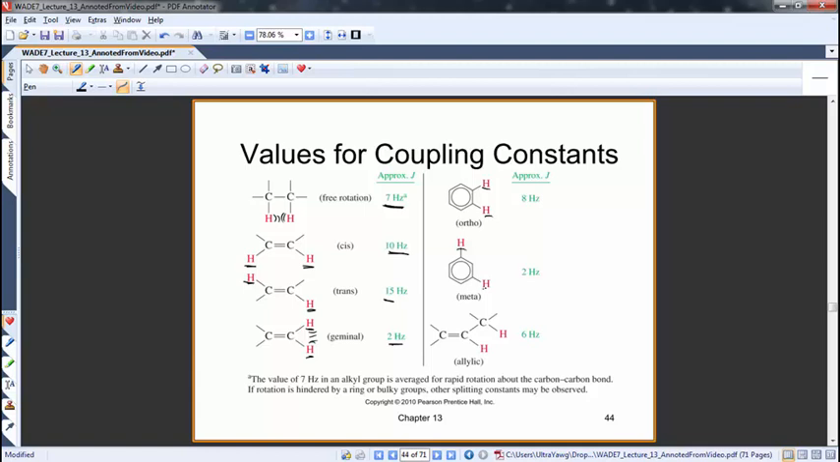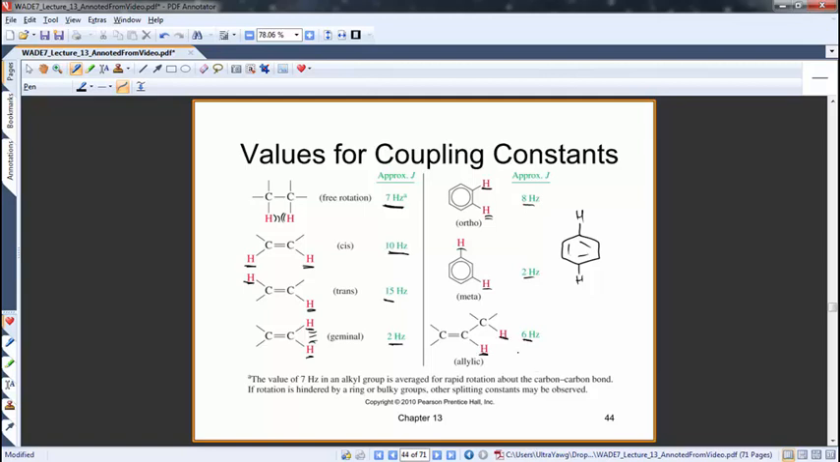Ortho, meta, para. Para is missing, huh? Ortho and meta have different hertz. These are not things you would memorize. These are clearly values that you would refer to or look up in a table. But the point is that for every different permutation, I think that's why it's missing.